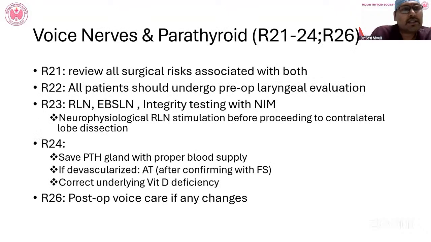Voice nerves and parathyroid, I'm not going into detail. I think Roma ma'am has discussed these in detail. So they have to be saved at any cost. And neuromonitoring, if available, is very good to use. And the parathyroid glands, yes, we have to save them with the blood supply properly.